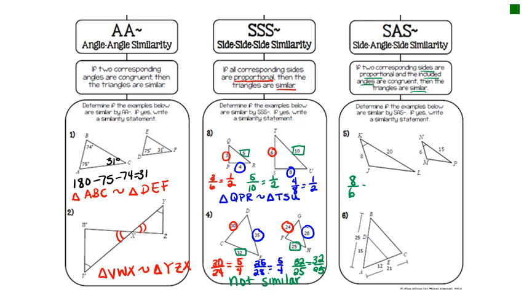Let's see if we get the same fraction. 8 over 6 reduces to 4/3. 20 over 15 also reduces to 4/3. So we have a set of similar triangles. So triangle JKL is similar to triangle MNP. Is that right? JKL, MNP, yes.